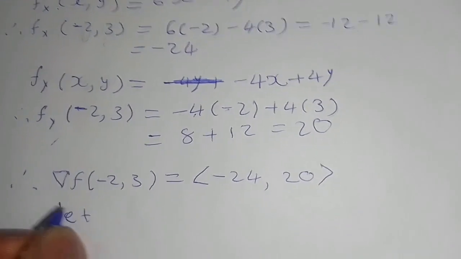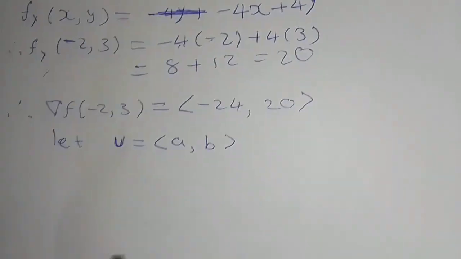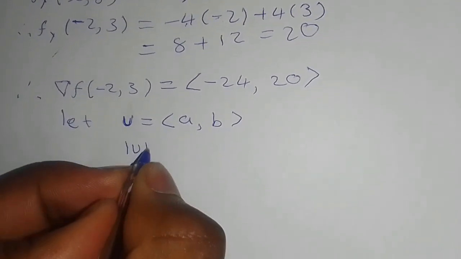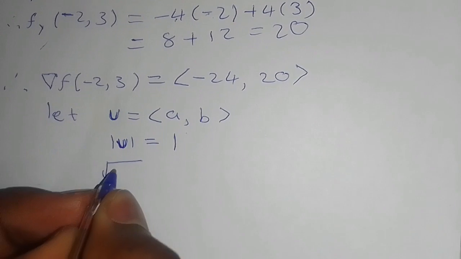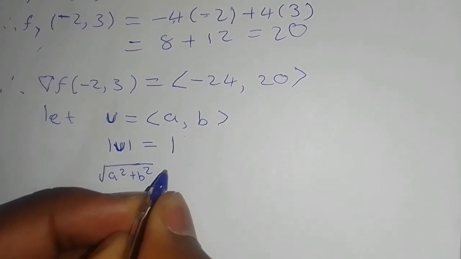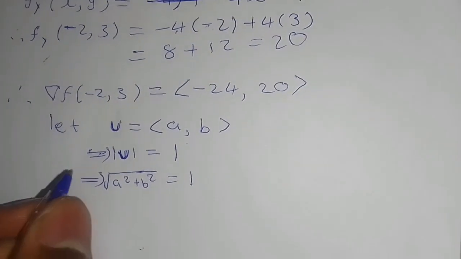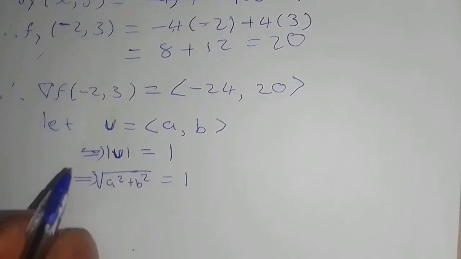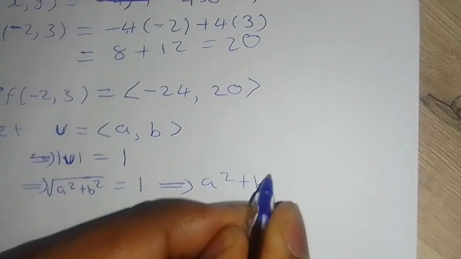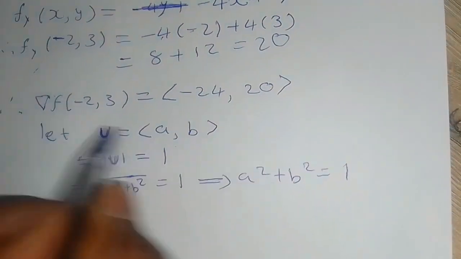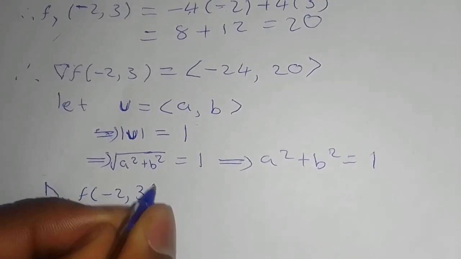If we let our unit vector be defined by the components a, b, what do we know? The magnitude of u is equal to 1, and therefore the square of that, a squared plus b squared, is equal to 1. So this leads to a squared plus b squared equals 1.